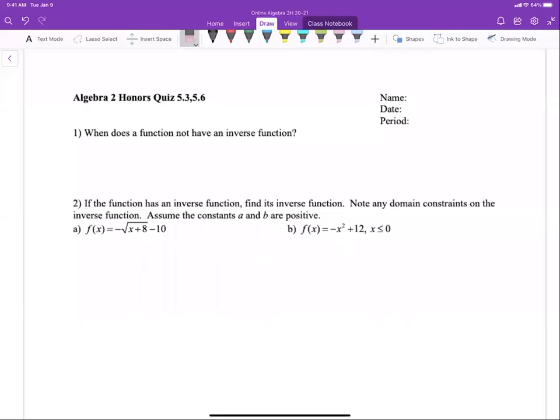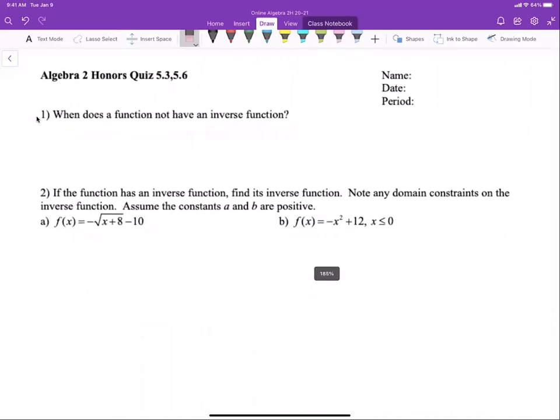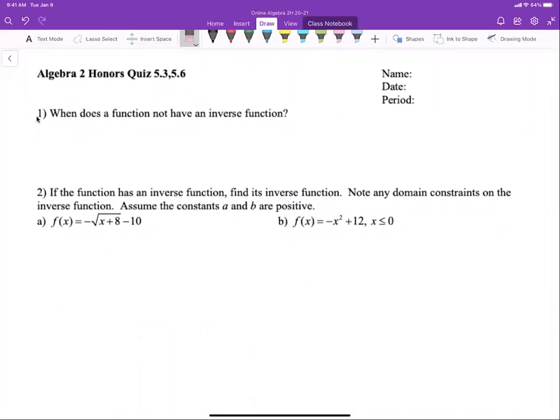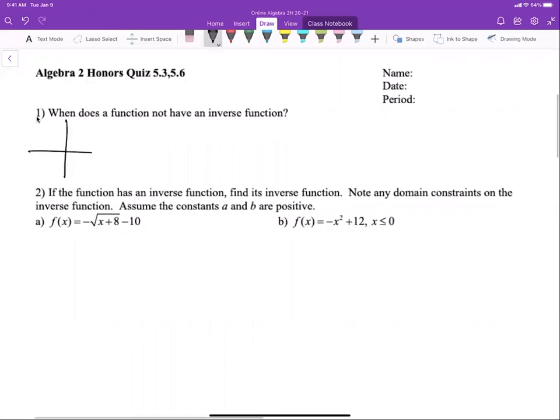Okay, this is the solutions video for the self-assessment quiz 5.3 and 5.6. When does a function not have an inverse function? Well, that means it failed the horizontal line test. But what does that mean if it fails the horizontal line test? Well, let's talk about what that means.